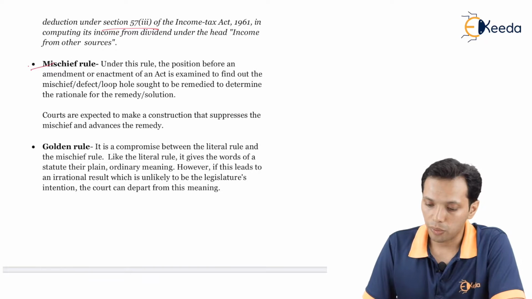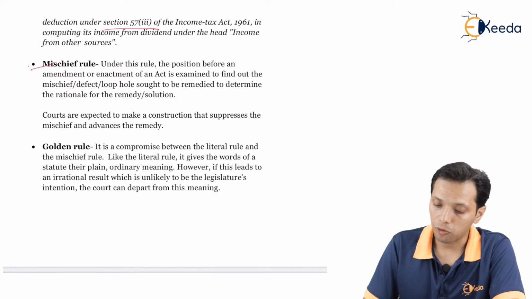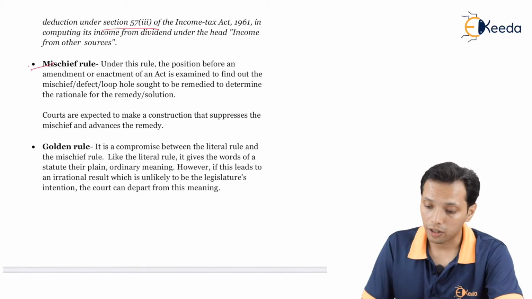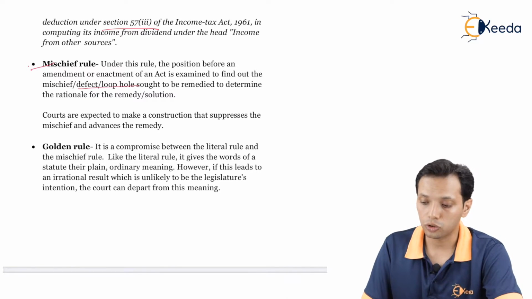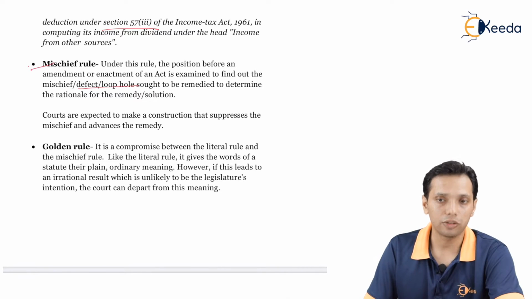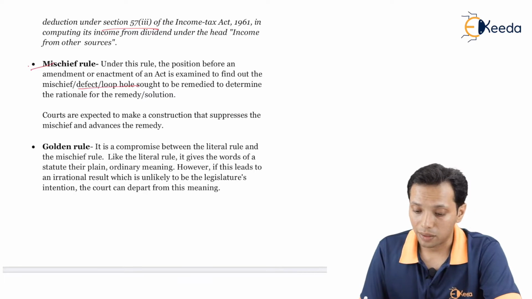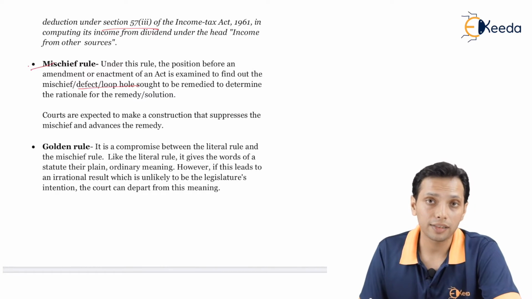Under this rule, the position before an amendment or enactment of an act is examined to find out the mischief, defect, or loophole sought to be remedied. To determine the rationale for the remedy solution, courts are expected to make a construction that suppresses the mischief and advances the remedy.